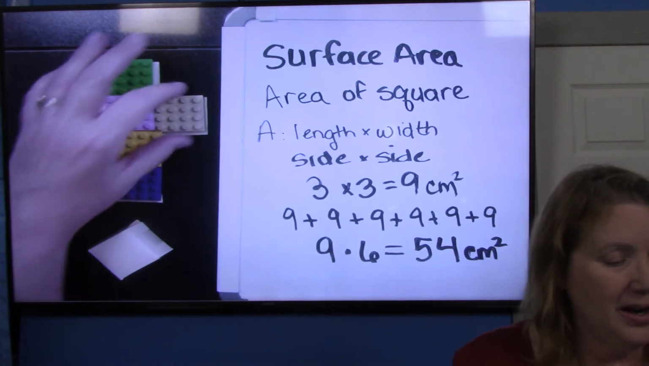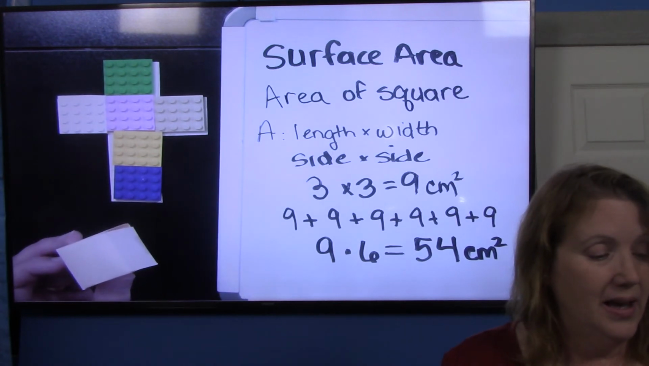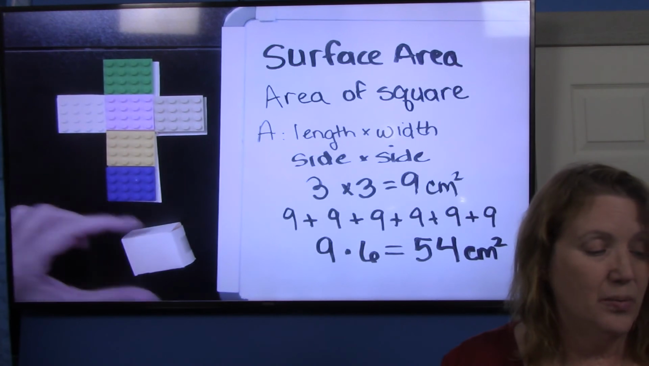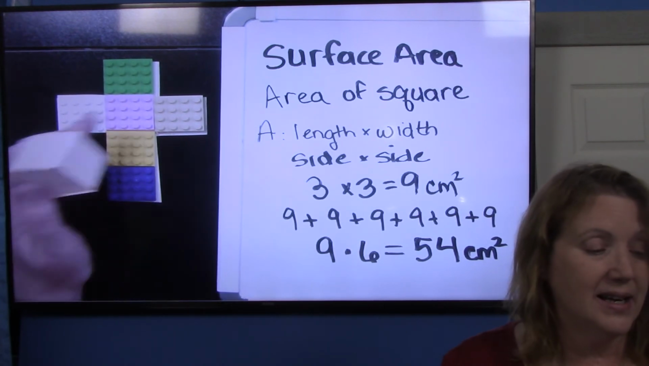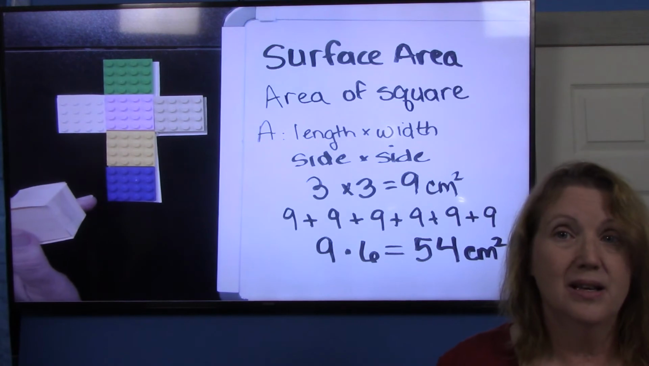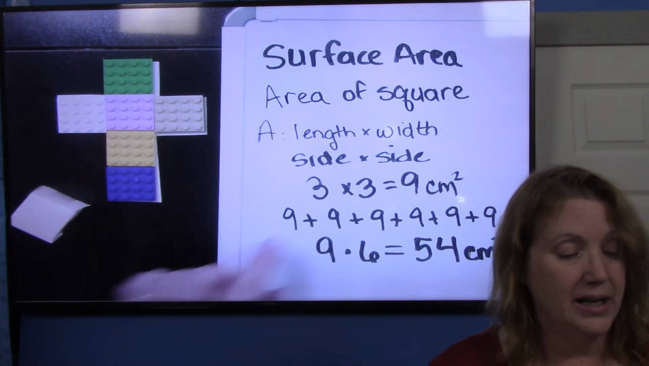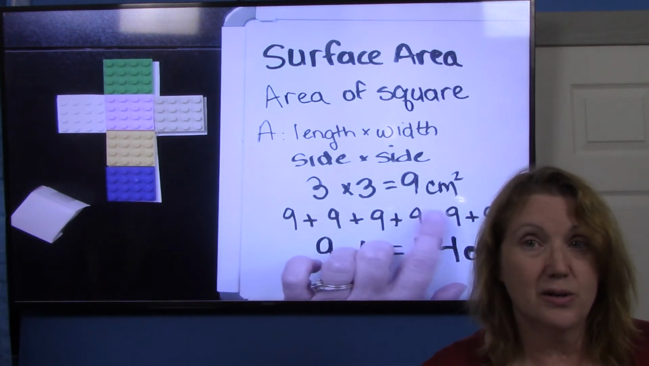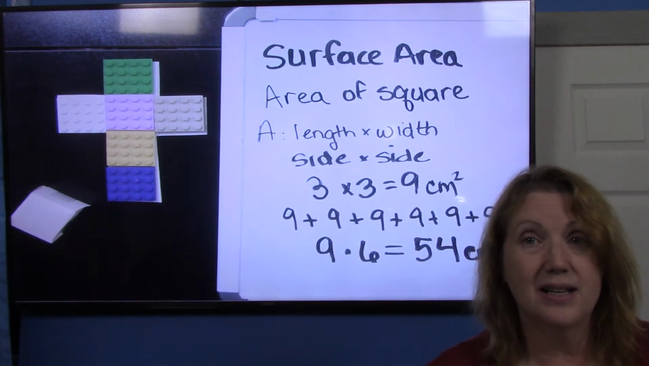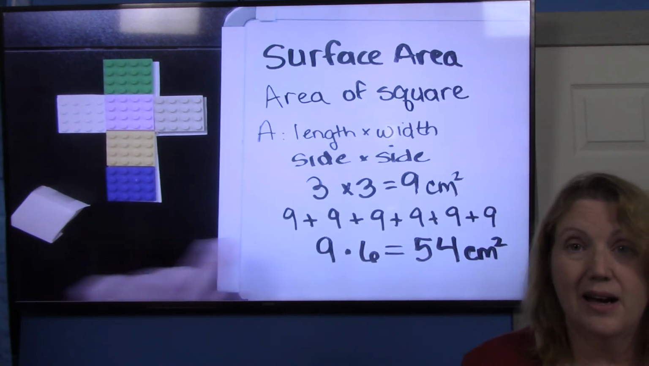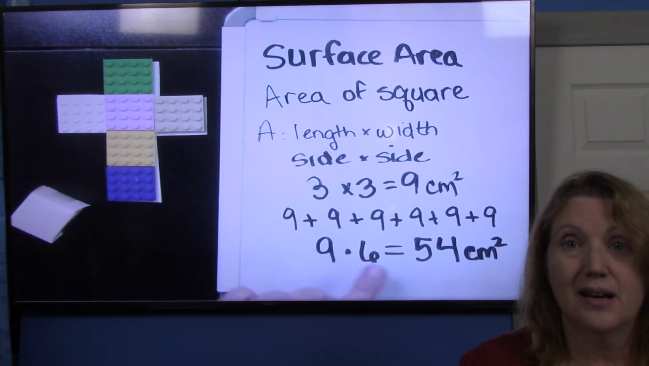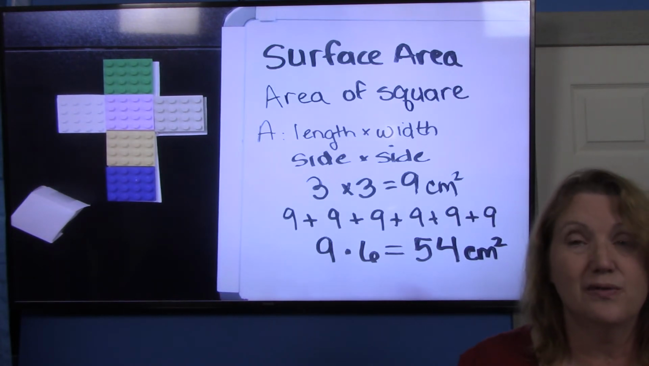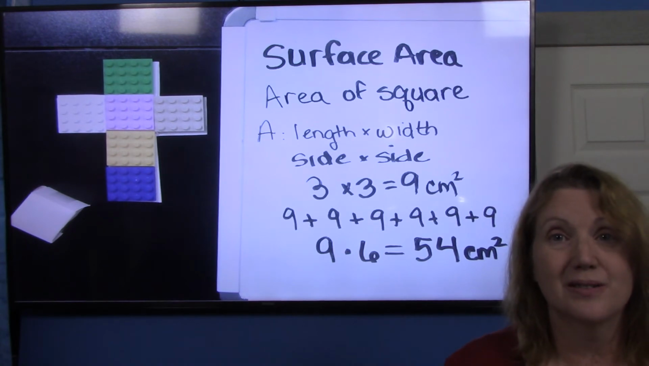Okay, so here we go. So here is our cube again. And then this is what it looks like if we spread it out as a net. And we see when it's a cube that we have 6 that are exactly the same. So if I know that 1 is 3 times 3, then I know that that's 9 square centimeters. And since I have 6 of them, then I take my 9 plus 9 plus 9 plus 9 plus 9 plus 9, and I have 9 times 6, which is 54 square centimeters.